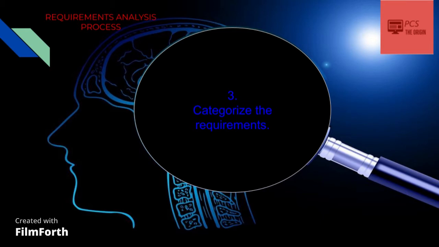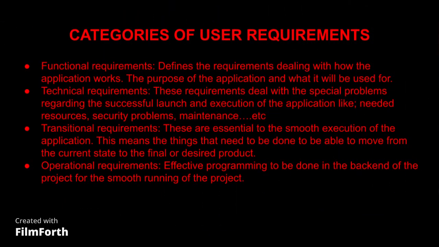The third step, to avoid any confusion or future complications, the requirements are broken down mainly into 4 categories. These are the functional requirements. These functional requirements define the requirements dealing with how the application works, the purpose of the application and what it will be used for.